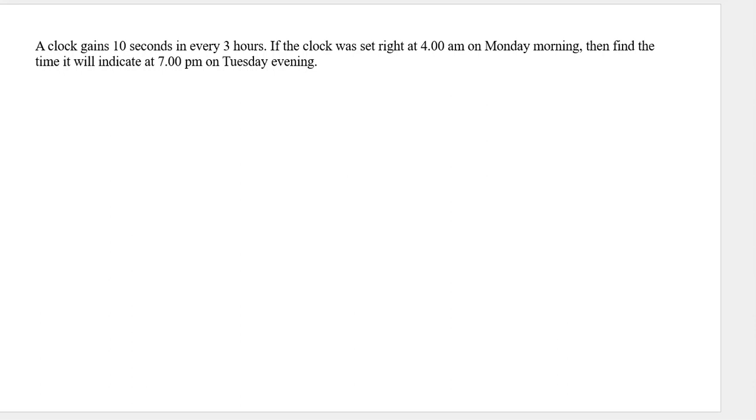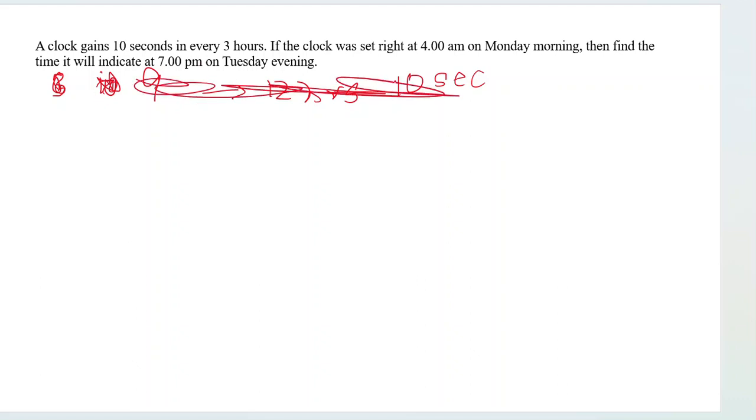So, there is a clock which gains 10 seconds every 3 hours. That means after 3 hours, it shows time which is not equal to 3 hours. Suppose the time is 9. After 3 hours, it should show 12, but it will not show 12. It will show 12 hours and 10 seconds. That means it shows 10 seconds extra. So keeping this in mind, now we have to solve this problem.